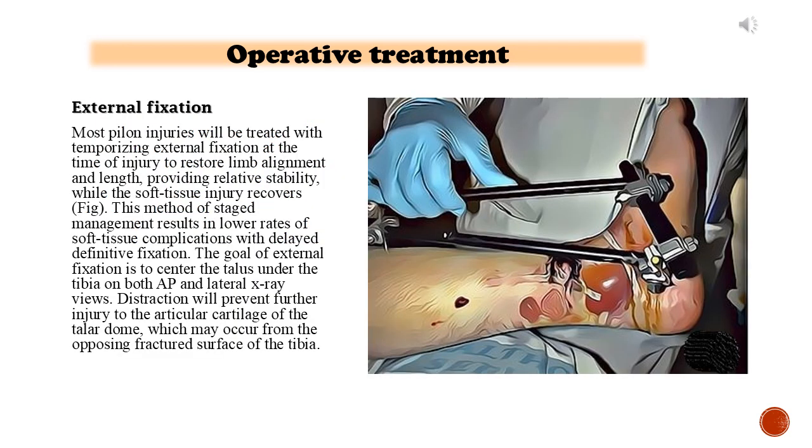External fixation. Most pilon injuries will be treated with temporizing external fixation at the time of injury to restore limb alignment and length, providing relative stability while the soft tissue injury recovers. This method of staged management results in lower rates of soft tissue complications with delayed definitive fixation. The goal of external fixation is to center the talus under the tibia on both AP and lateral X-ray views. Distraction will prevent further injury to the articular cartilage of the talar dome, which may occur from the opposing fractured surface of the tibia.